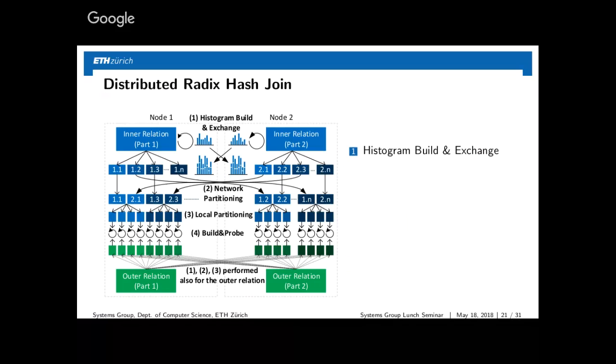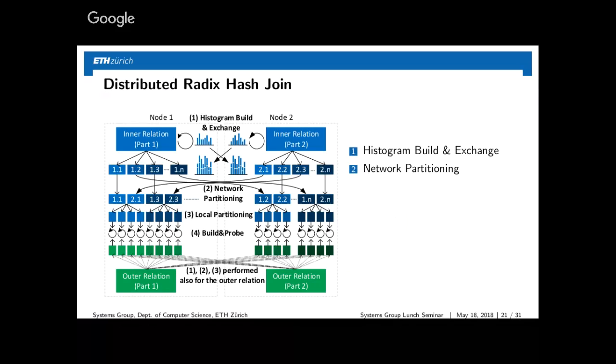So first, essentially, we compute histograms over the data, and we exchange these histograms in the first step. Then once this is done, in the second step, we partition these relations by the number of nodes, in our case, and we distribute it according to the histogram. So after the second phase, each node has the data that it needs in the third phase and in the final phase. So this network partition is essentially redistributing of data, similar to a shuffle in big data frameworks.